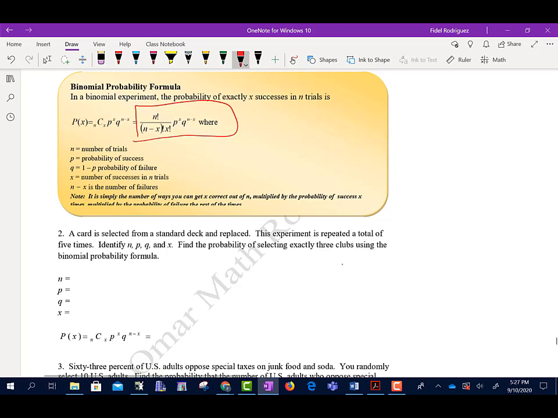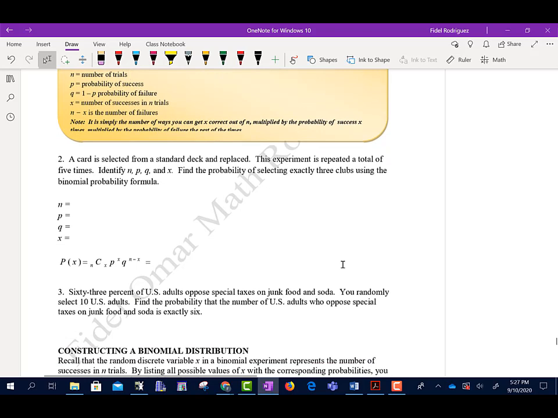Let's see if we can figure this problem out here. It says a card is selected from a standard deck and replaced. The experiment is repeated a total of 5 times. Identify n, p, q, and x. Find the probability of selecting exactly 3 clubs using the binomial probability formula. Okay, so how many times are we going to do this? We're going to do this 5 times. So n is going to be 5.